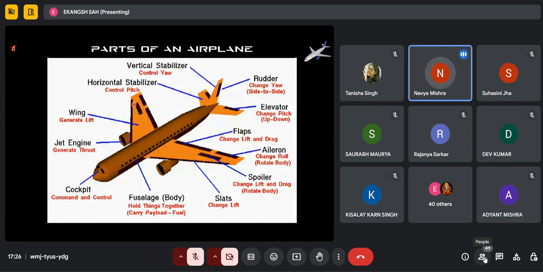And in wings we have further classification. They contain parts such as flaps, ailerons, slats. You all can see here in the image, I guess. And in tails, we also have further classifications such as vertical stabilizer, horizontal stabilizer, rudder, and all. We're going to discuss all these things later. Next slide.